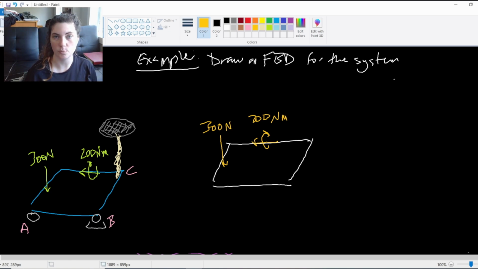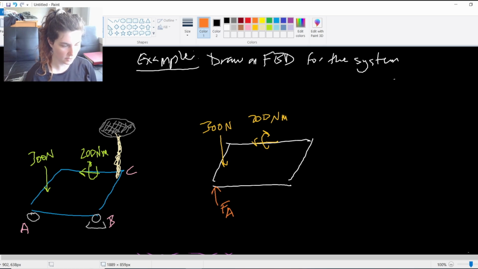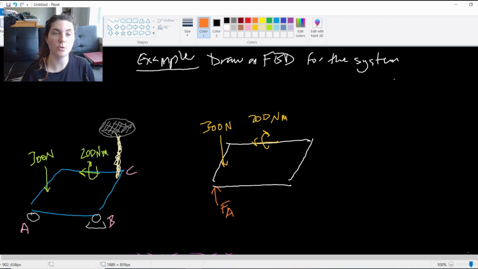Here is a 300 Newton force acting downwards. And now I'll look at my support reactions. So at A, it allows movement in all the directions except up in this Z direction as like a normal force. I'm going to call this force at A. Force at A acting upwards on the plate. Then I'll move on to looking at force at B.